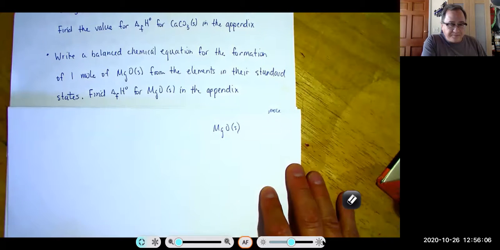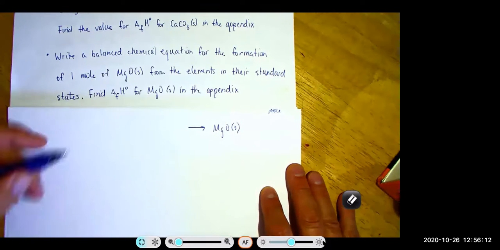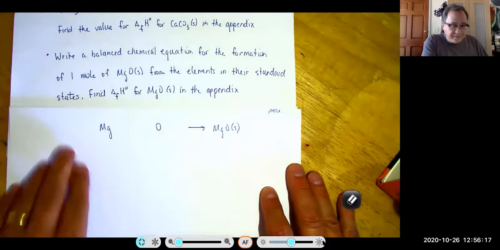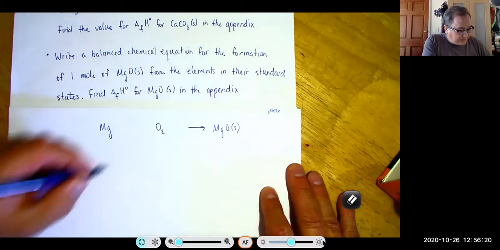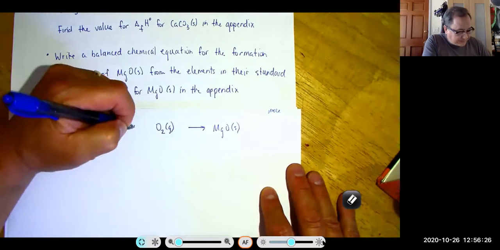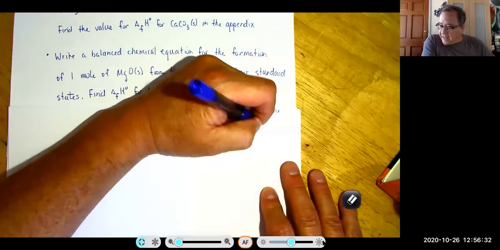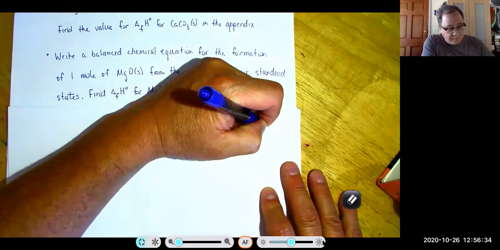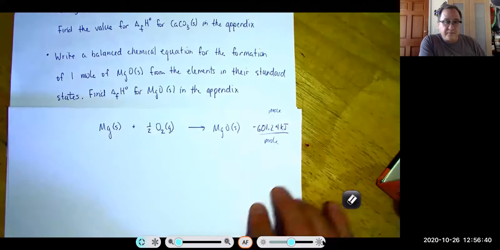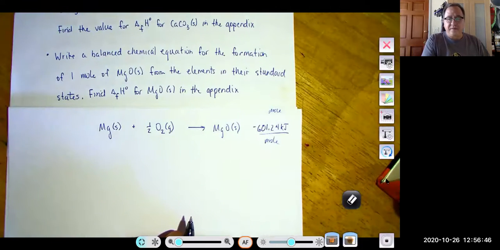That's where you start. Separate the elements. Put in the Honkelbriefs. Put in the states. And then balance. So there's the reaction. And minus 601.24 kilojoules per mole. Any questions on that one? All right.